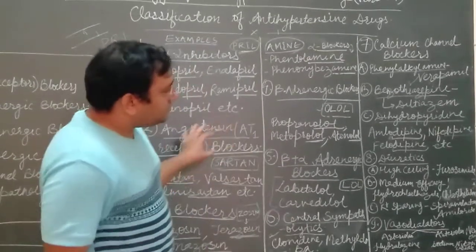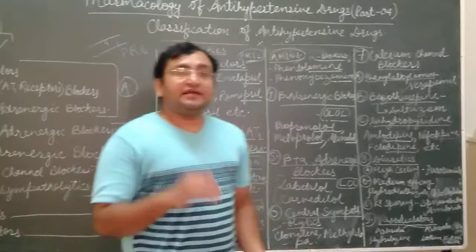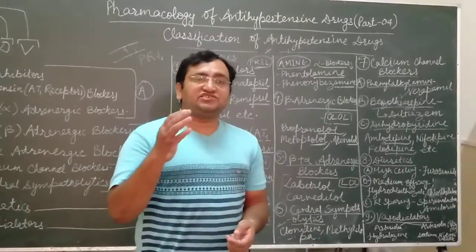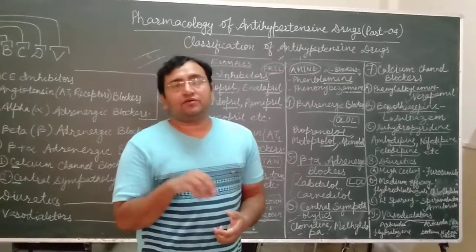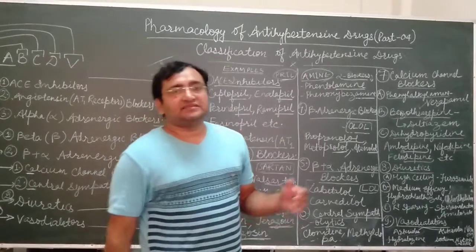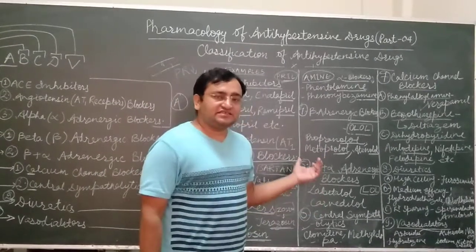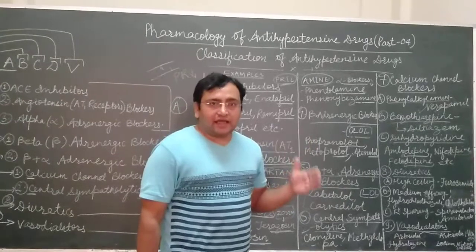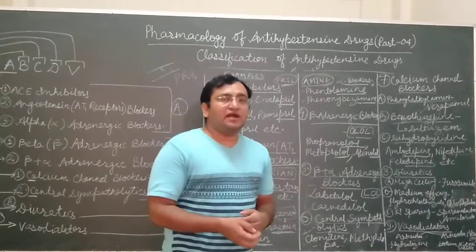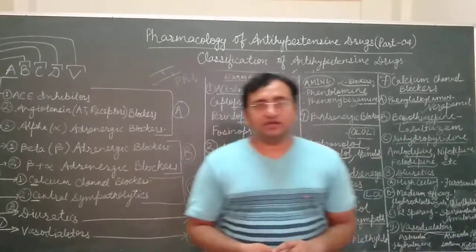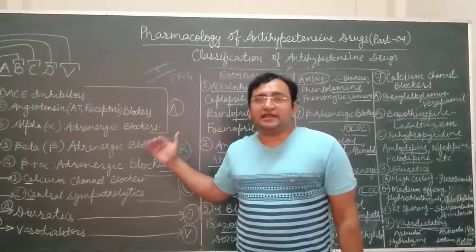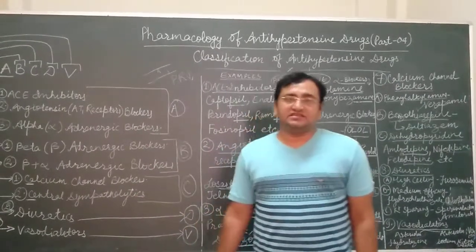So today we have studied different categories of antihypertensive drugs, or the strategy for treatment of hypertension, and we have also studied examples of these categories that have been discovered till now. And in the next part of the lecture we will study the pharmacology of each category of these antihypertensive drugs.